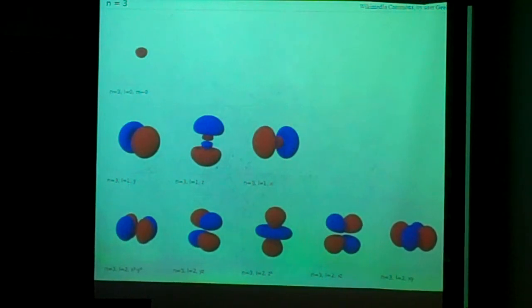But anyway, I will give you a homework where you get to look at that for a simpler case than is illustrated here, namely good old n equals 2, L equals 1, the 2p orbitals.